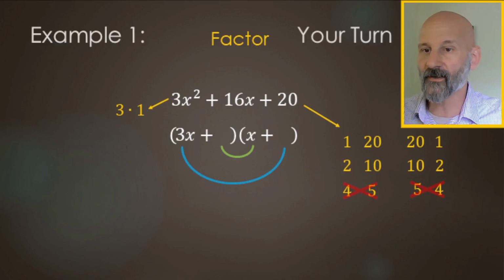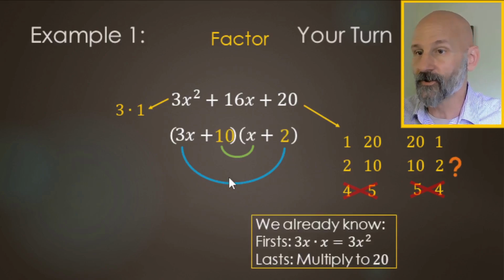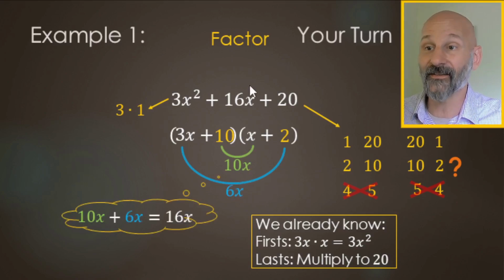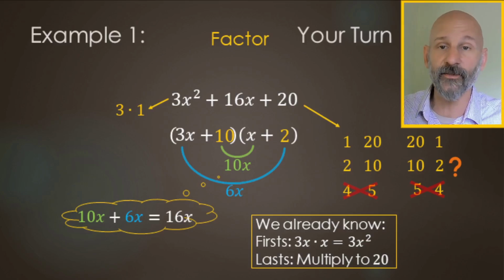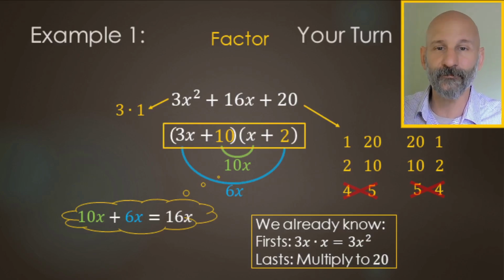Okay, so next up, let's try another one. Let's try 10 and 2. Okay, so there's 10 and 2 there. So we already know first and last are good. So we're checking outers and inners. So 3x times 2, 6x, 10 times x, 10x, 10x plus 6x does indeed make 16x. So there's our answer there.